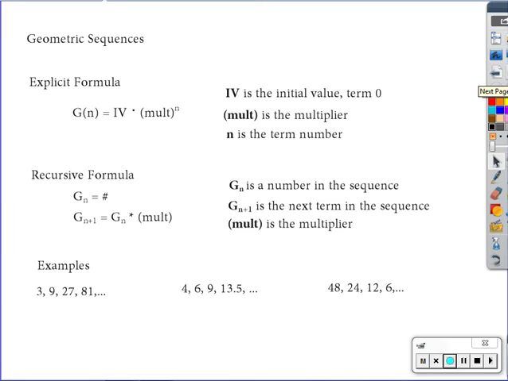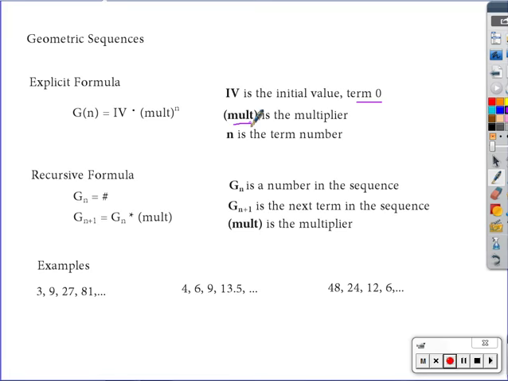Geometric sequence. The explicit formula is a little bit different. Now we're talking still initial value, okay, which is still going to be term 0. But now we're using a different word here. We could still use generator if we wanted to, but I like to call it multiplier because in a geometric sequence we're multiplying to generate the next term. So multiplier, I think, sometimes makes more sense.